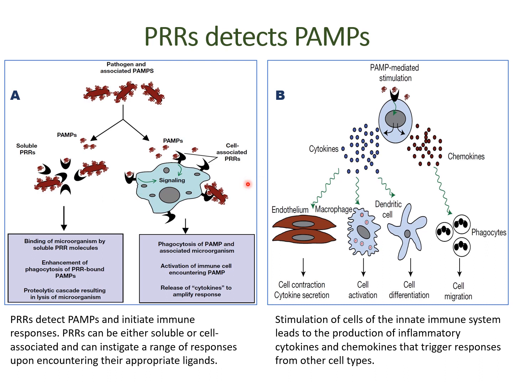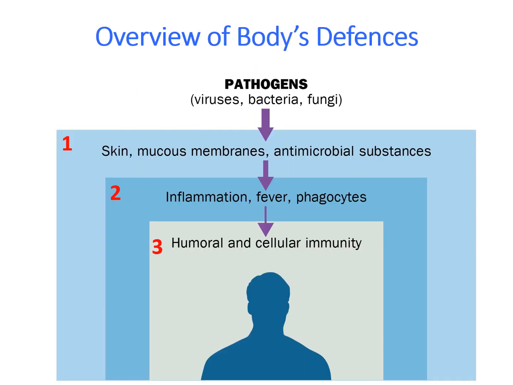Cell-associated PRR, such as the TLR receptor on host cells, can detect the pathogen PAMP and activate host cells to produce inflammatory mediators, signaling other immune cells such as neutrophils and dendritic cells to the site of infection. This is the basic overview of our body defense.